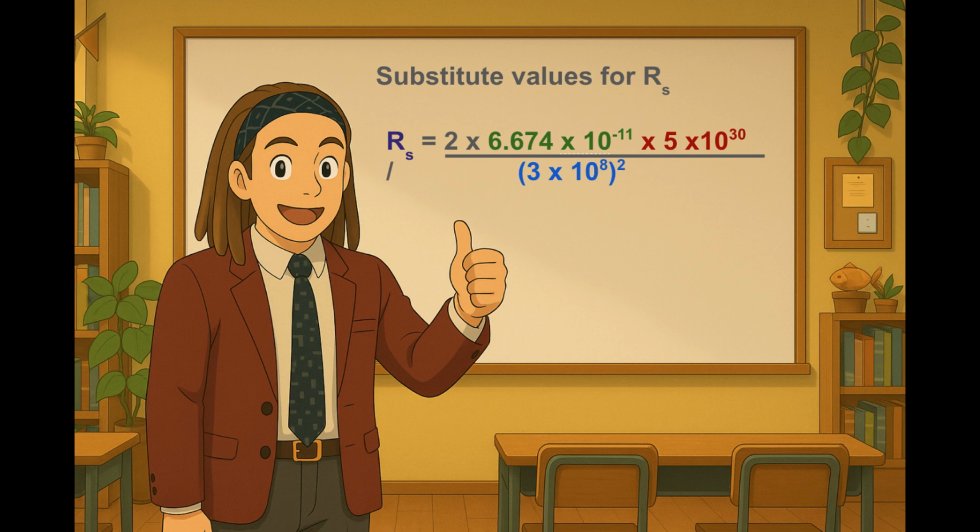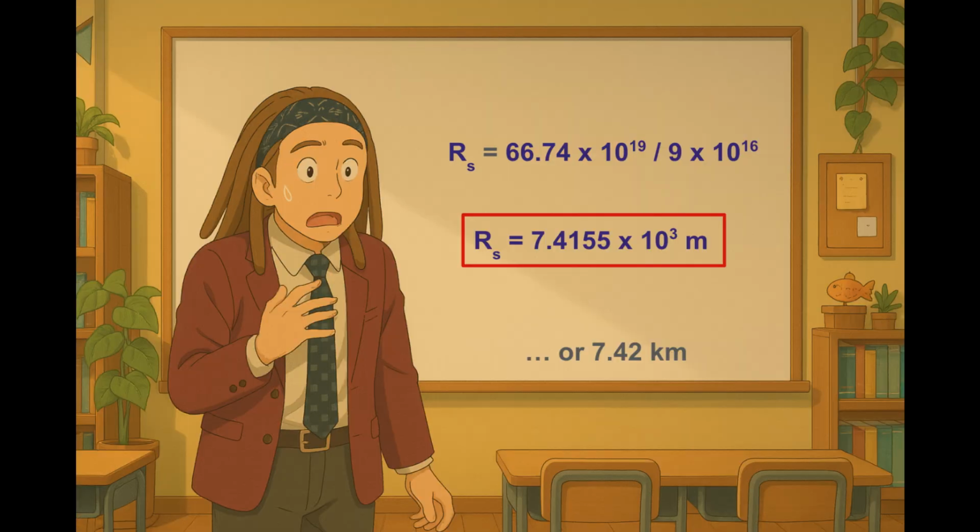Now, let's substitute our known values into the equation. Rs equals 2 times 6.674 times 10 to the negative 11 Newton meters squared per kilogram squared, times 5 times 10 to the 30 kilograms, over 3.00 times 10 to the 8 meters per second, squared. Performing the multiplication in the numerator, 2 times 6.674 times 5 gives us 66.74. And for the powers of 10, 10 to the negative 11 times 10 to the 30 gives 10 to the 19. So the numerator is 66.74 times 10 to the 19.